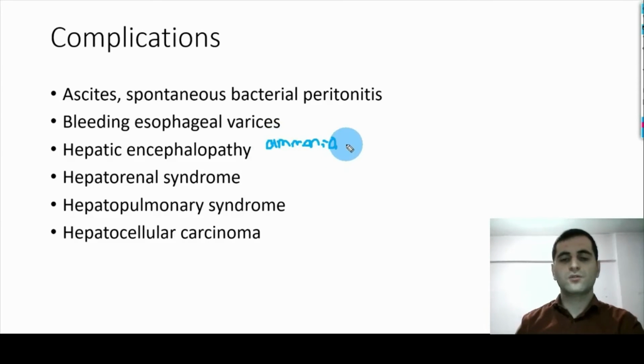Ammonia then goes to the liver, and if the liver functions properly, uric acid is formed. Uric acid is then excreted by the kidney. But if the liver is not working properly, then ammonia cannot be converted to uric acid, so the amount of ammonia increases. When it increases, it goes to the systemic circulation, and when it goes to the systemic circulation, it crosses the blood-brain barrier.